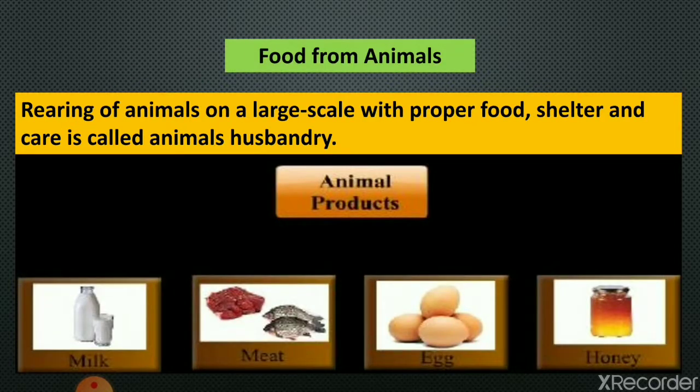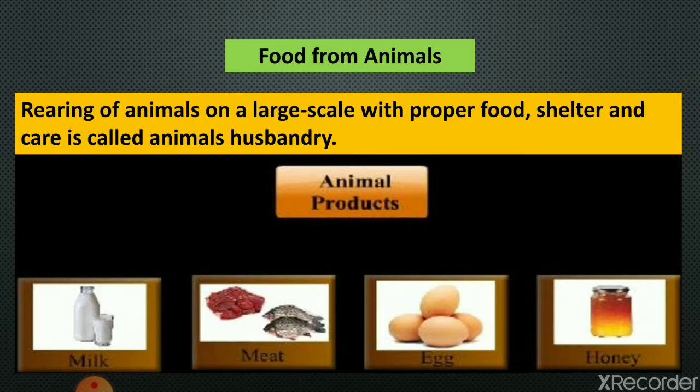The next topic, the last topic of this chapter, is food from animals. This topic also you are familiar with, because in class 6 you studied that we obtain so many foods from animals. The rearing of animals on a large scale with proper food, shelter, and care, in order to get products from them, is called animal husbandry.